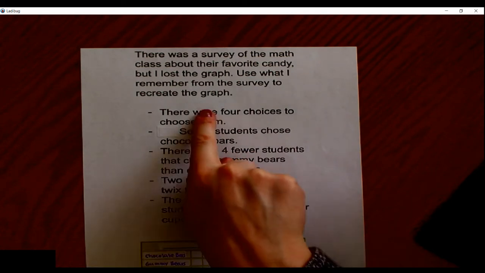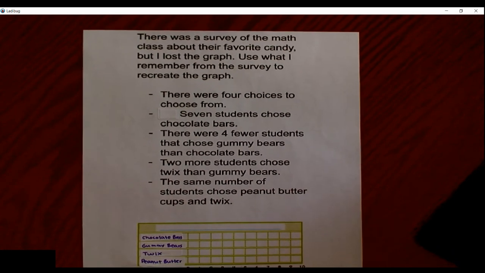Okay, so here's what they remember. There were 4 choices to choose from. 7 students chose chocolate bars. There were 4 fewer students that chose gummy bears than chocolate bars. 2 more students chose Twix than gummy bears. And the same number of students chose peanut butter and Twix cups.